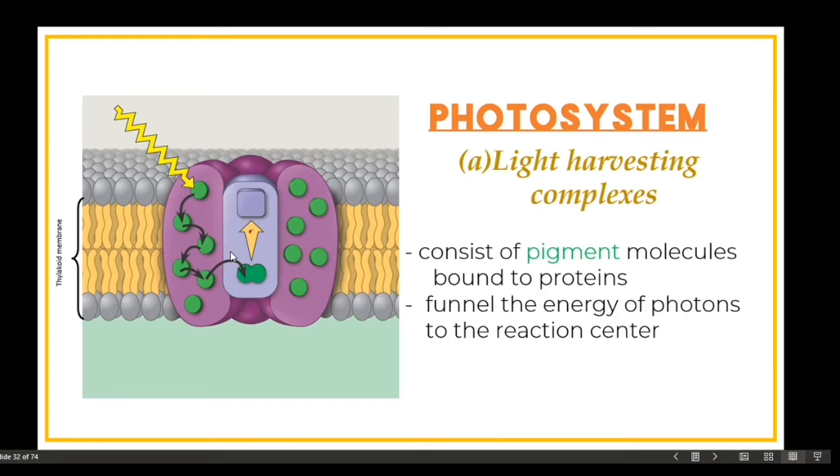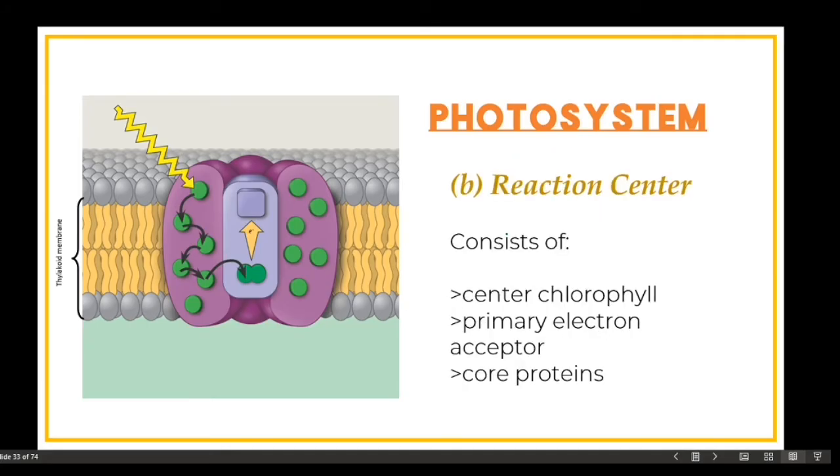Now, the reaction center consists of the following parts. A central chlorophyll, which always comes in a pair, so this would be called the special pair, and then the primary electron acceptor, and then the core proteins which hold these together.